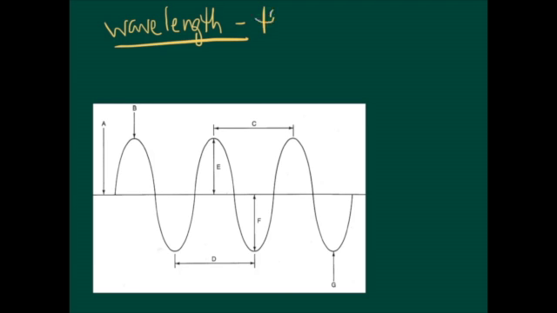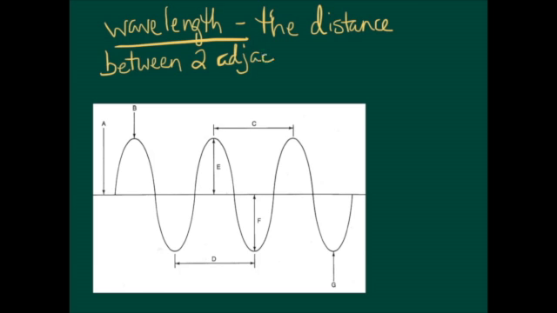Moving on to C. C is the wavelength. It indicates to us the length of the wave. Wavelength is the distance between two adjacent crests or troughs. So this distance from here to here is a wavelength, as is this distance from trough to trough is also a wavelength.